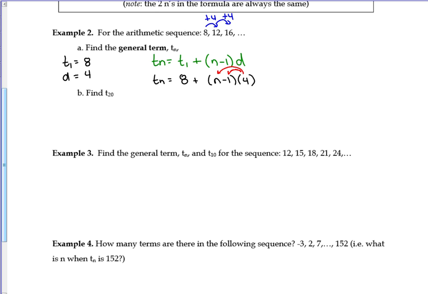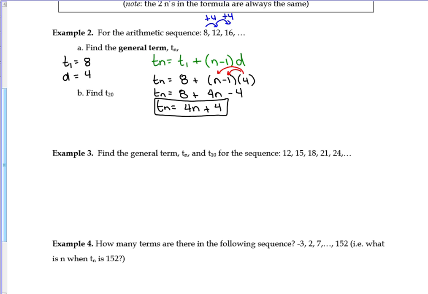What's this called? Distributive property. Remember that? So we want to bring the 4 in. It's kind of weird having a binomial times a monomial. It's usually the other way around, but it's fine. So let's distribute that 4 in. And we're left with t of n equals 8 plus 4 times n, 4n, 4 times negative 1, negative 4. Collecting like terms, we have 4n plus what? 8 minus 4 is 4. So there's your general term.